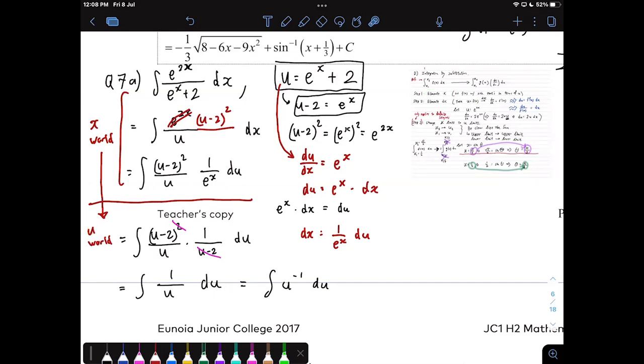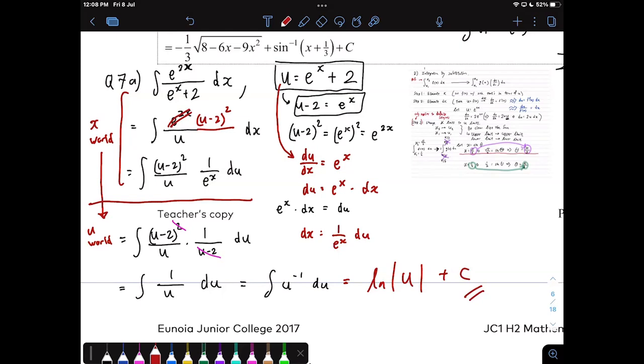So there will always be this problem like with 1 over e power x. You have to again substitute back with an expression in terms of u. You cannot just differentiate. It's not good enough. You still need to replace the 1 over e power x with 1 over u minus 2. Then finally, this is ln of modulus of u plus c. That's our answer, yes?